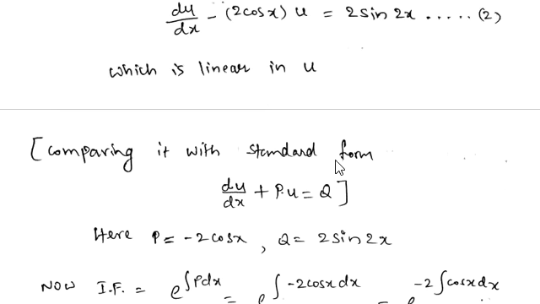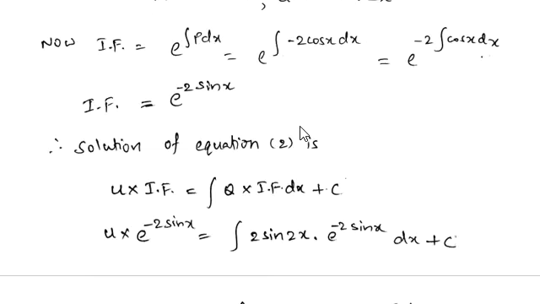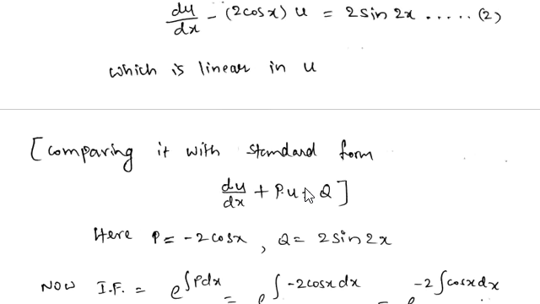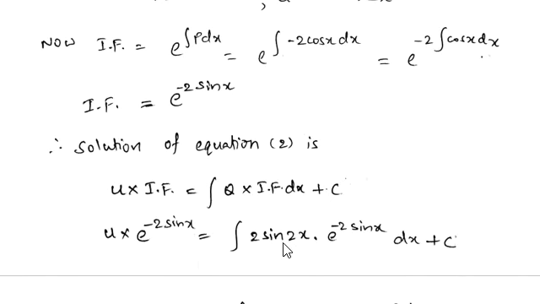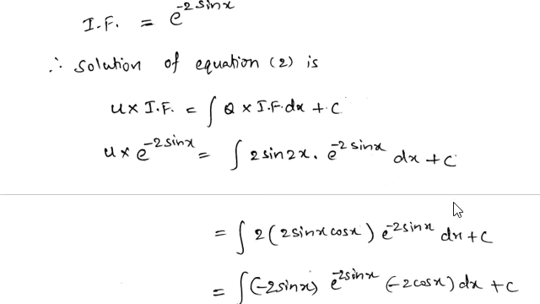And here the solution for equation 2 can be written as u into integrating factor is equal to integral of q into integrating factor into dx plus c, as we have seen. In the place of the integrating factor we write e to the power of minus 2 sin x, and in the place of q, we have seen q is 2 sin 2x. So we write 2 sin 2x into e to the power of minus 2 sin x dx, plus c. And here we write sin 2x as 2 sin x cos x.